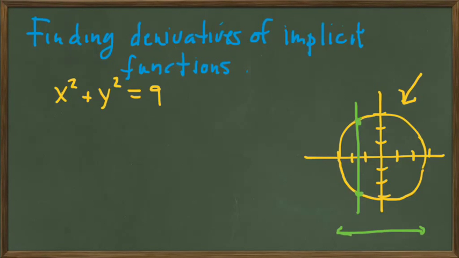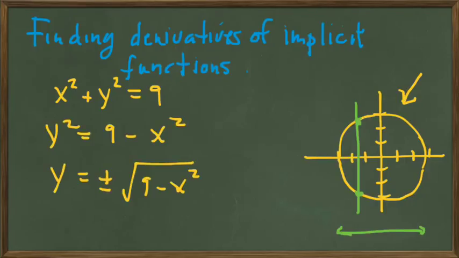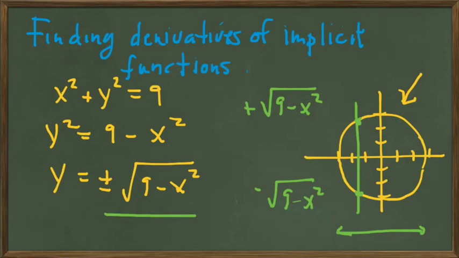So we could write this as two functions by solving it for y, and then what happens is we get these two square root functions. The positive one is on the top half of the circle and the negative one is on the bottom half of the circle. And using the chain rule, we can find the derivative on the top half of the circle and the derivative on the bottom half of the circle. So we're going to do that on the next slide.